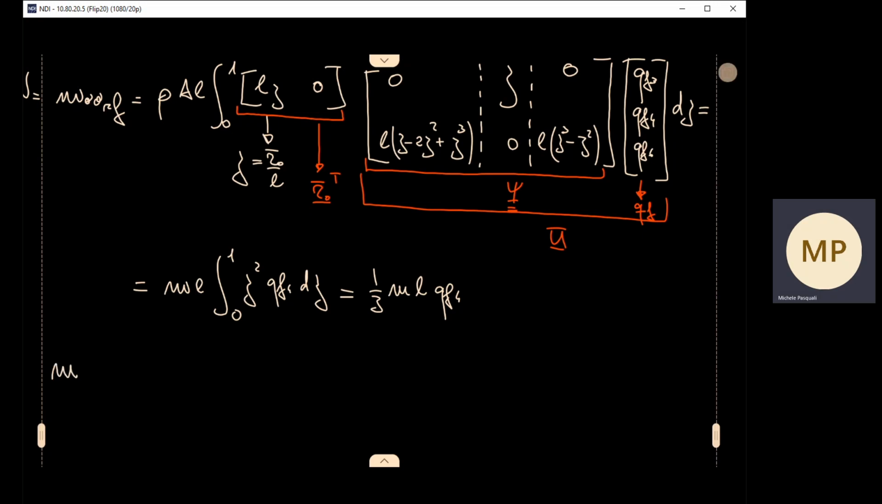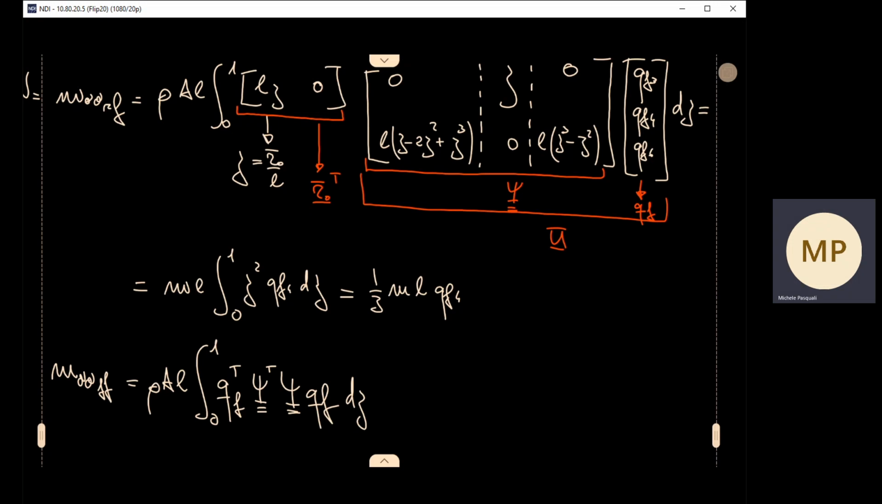The last one of this is M theta theta FF. And this is rho A L, again, the integral from 0 to 1 of QF transposed over psi transposed over psi over QF in the zeta. Again, remember that this is U transposed, and this is U.